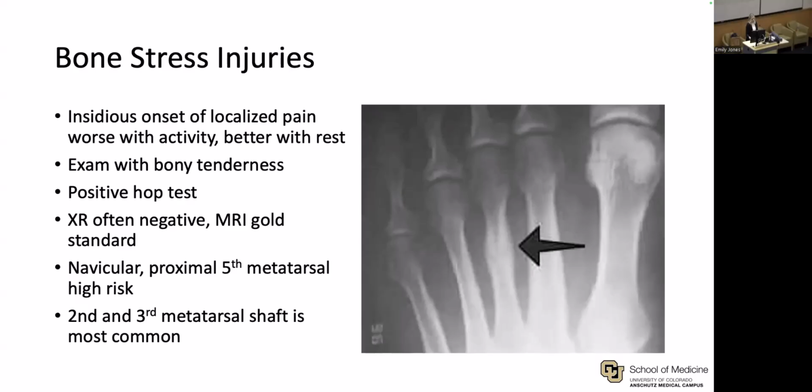And then the risk factors are similar to all the other injuries that I mentioned. So training errors, poor footwear, and of course, for stress fractures in particular, low bone density or female athlete triad is going to be potentially playing a role as well.